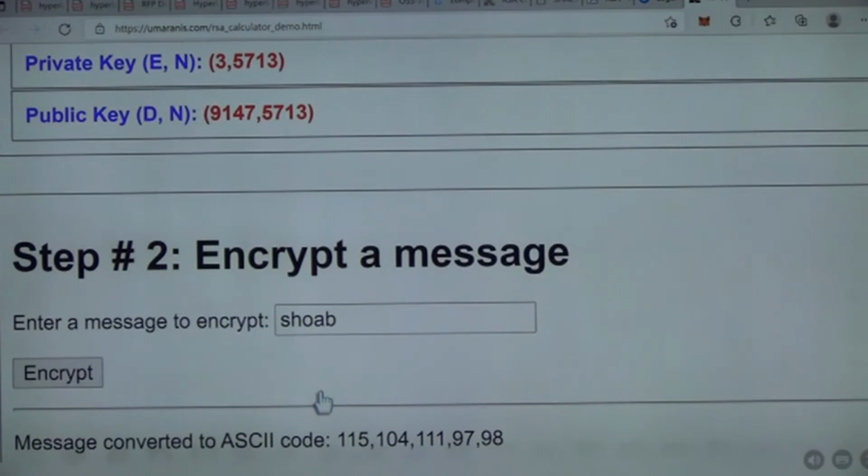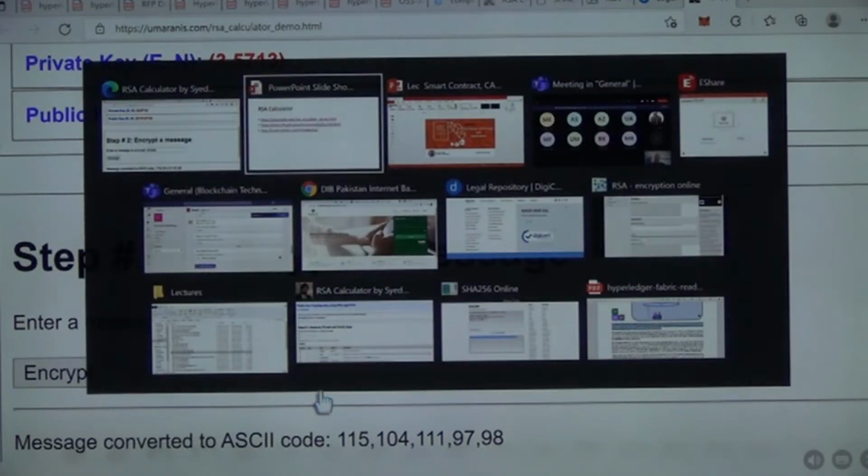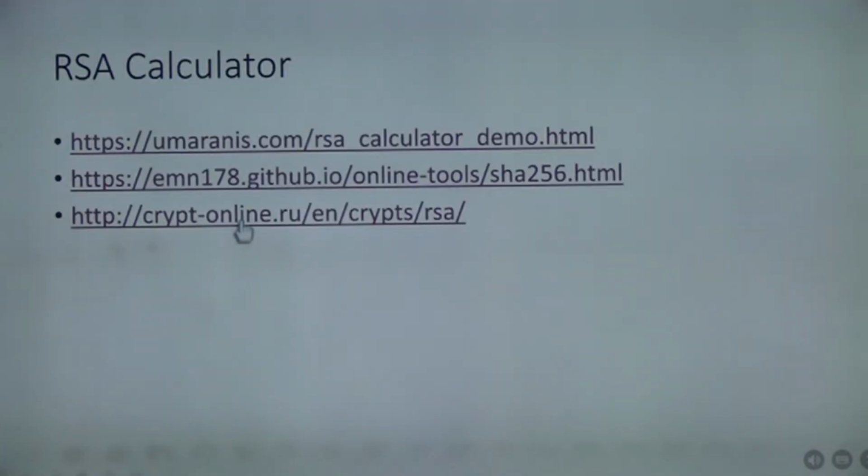It is generating large prime numbers, but what you see is only a public private key pair. Okay? So here is yet another utility. This is called Crypto Online, but you can find many on the internet. There are many. This is by some Russians.